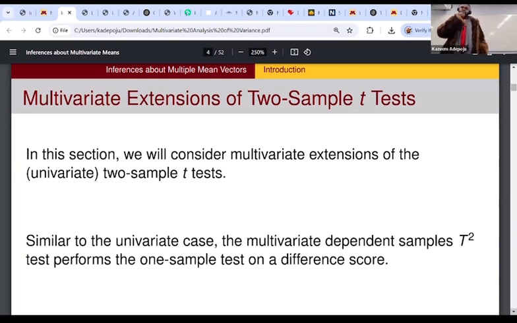Now, what we want to investigate is to go beyond univariate. We have more than one variable at a time, even though we want to compare two groups. We want to compare two groups, but we have more than one variable at a time. It could be two variables, it could be more than two variables. Now, we want to have a way to extend the two sample t-test in a multivariate way, and that is exactly what we're trying to do here.